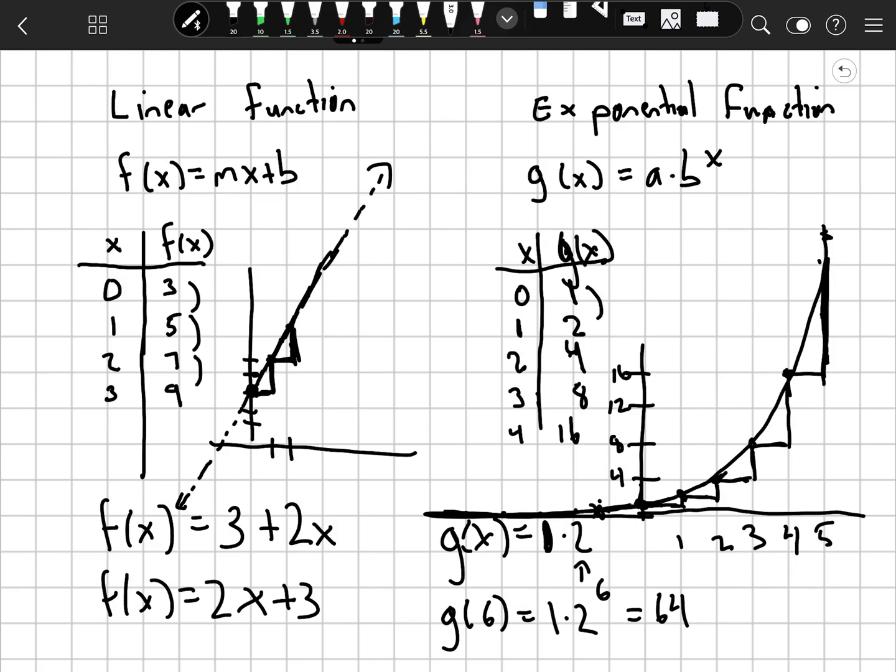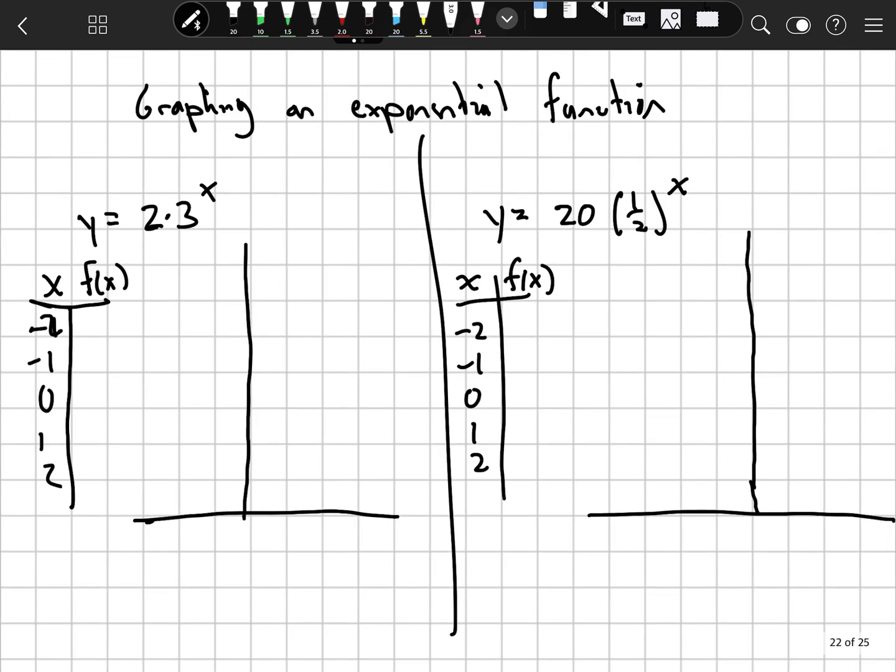And that x-axis is what we call an asymptote. It's a line that your graph gets closer and closer to, but never touches. And hopefully that makes sense, because we're just halving the previous number, and half of the number in front of it just gets a little bit smaller and smaller and smaller, but never quite reaches 0.